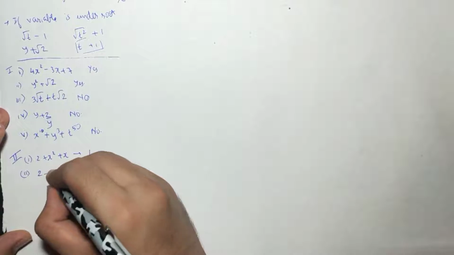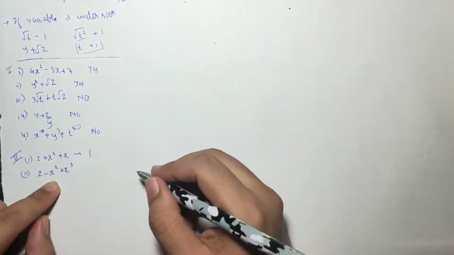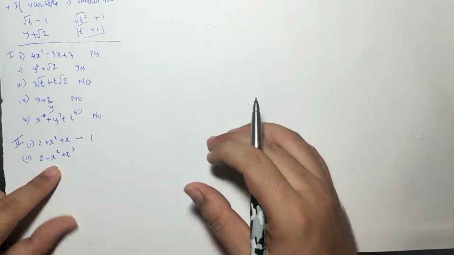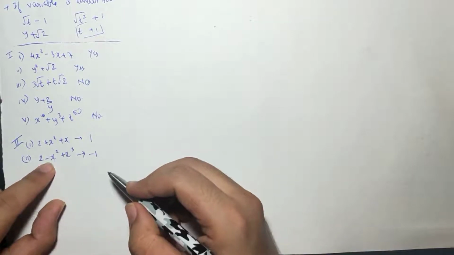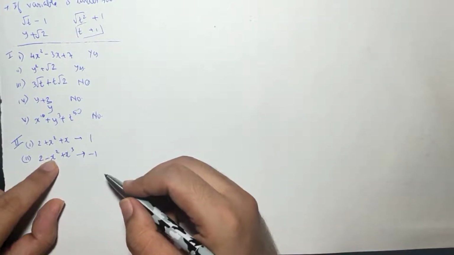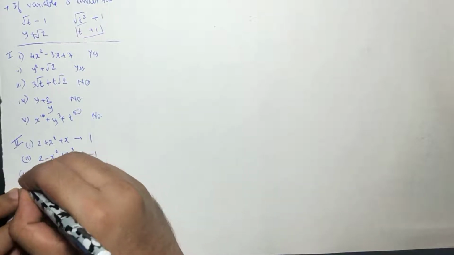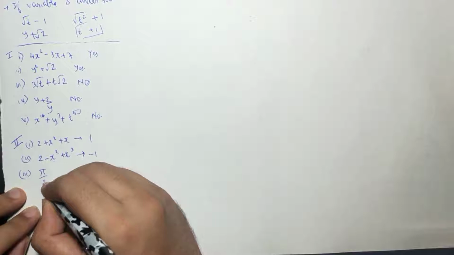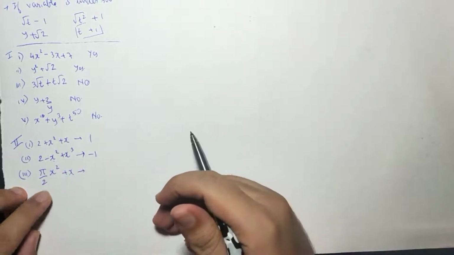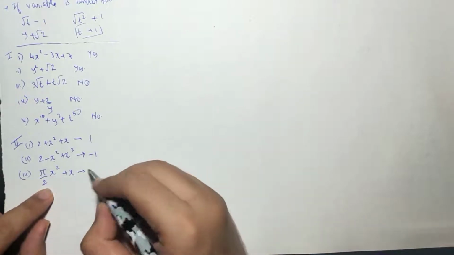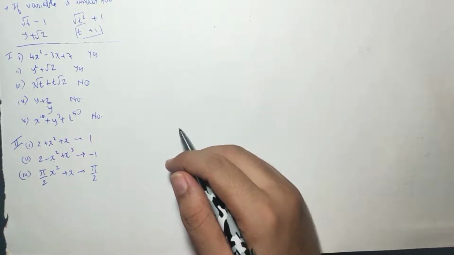Second, 2 minus x square plus x cube. We have to just focus on x square because they have asked us to find the coefficient of x square. So the coefficient of x square will be minus 1, because as you can see there is a minus sign and there is no number ahead of x square, so it will be minus 1. Third is pi upon 2 x square plus x. This, as you can see, pi by 2 is the coefficient of x square.